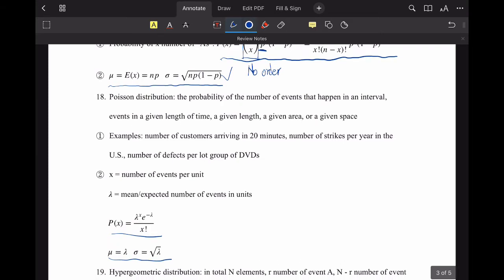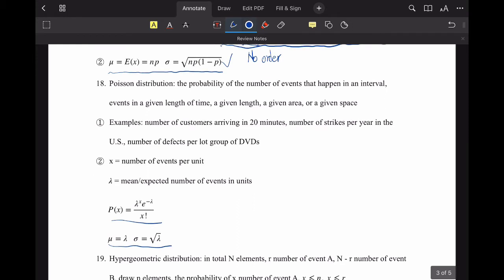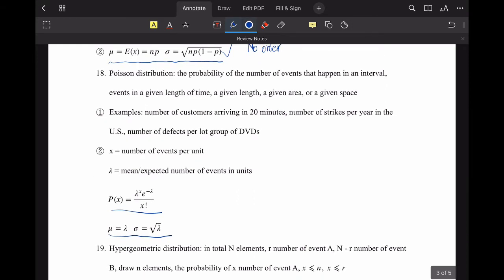So if you see in a question or in an exam, it lets you calculate the probability of the number of events that happens in an interval, a given length of time, a given length, a given area, or a given space. It gives you an interval and asks you the probability of a specific number of events. Then it's Poisson distribution, right? I list some examples here. Maybe you can take a look. And how to calculate that probability is listed here.